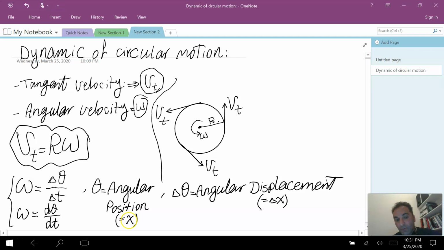Position in chapter 2 was x. Displacement in chapters 2, 3, 4 was delta x, correct? And omega is in radians per second because the unit of theta is radian. It's not degrees. So Vt equals R omega was the relationship between tangent velocity and angular velocity.